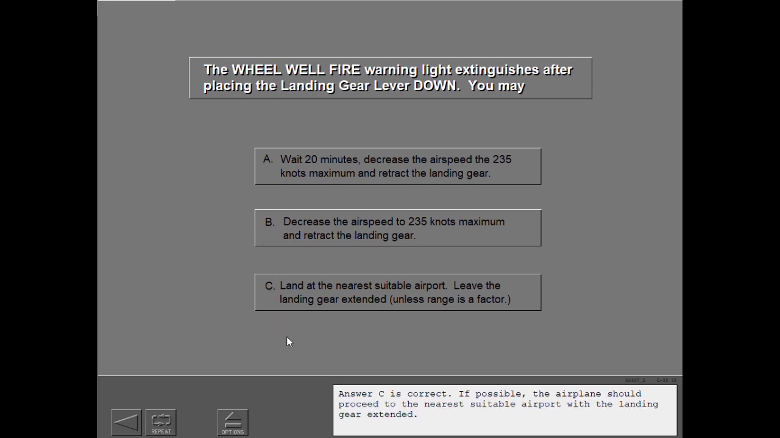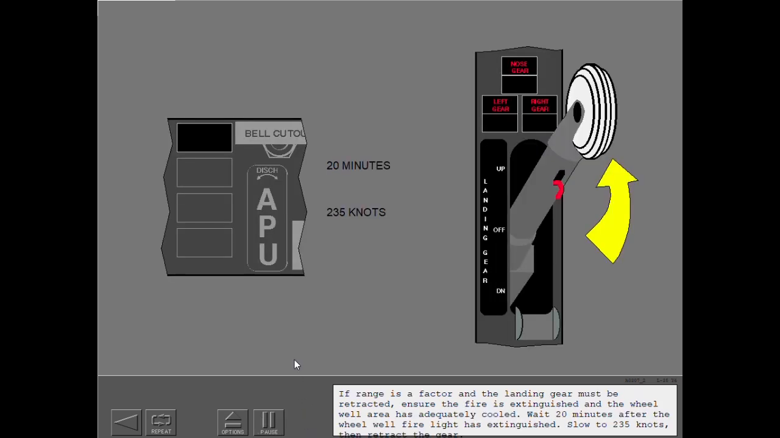Answer C is correct. If possible, the airplane should proceed to the nearest suitable airport with the landing gear extended. If range is a factor and the landing gear must be retracted, ensure the fire is extinguished and the wheel well area has adequately cooled. Wait 20 minutes after the wheel well fire light has extinguished. Slow to 235 knots, then retract the gear.